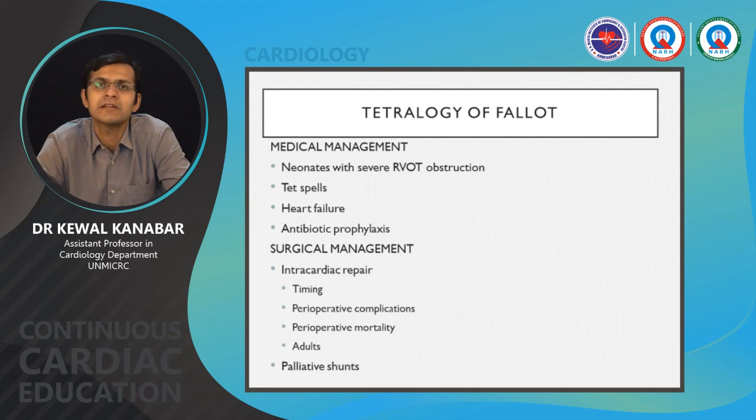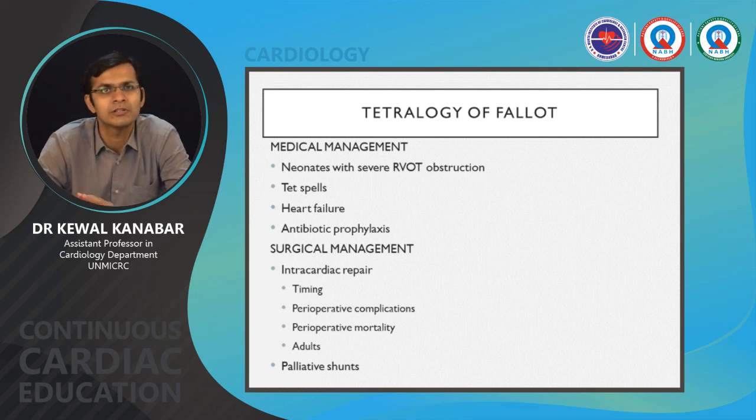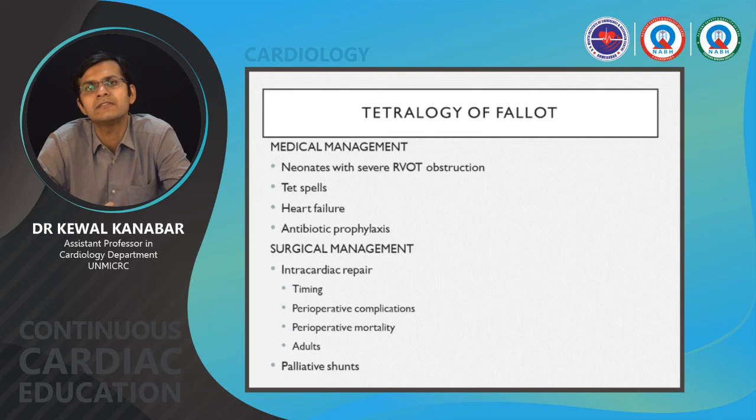Definitive repair timing I have already discussed. At around 6 months of age is routine in our country, maybe at a lower age in Western countries. Perioperative complications, there are several: pericardial effusion, persistent RVOT obstruction, residual VSD, electrical abnormalities like right bundle branch block, bifascicular blocks, complete heart blocks. Pulmonary regurgitation at follow-up is a very common complication. Perioperative mortality varies from center to center, and the worldwide mortality for intracardiac repair for tetralogy of Fallot ranges somewhere between 0.5 to 1%. Management of adults with tetralogy is complicated.